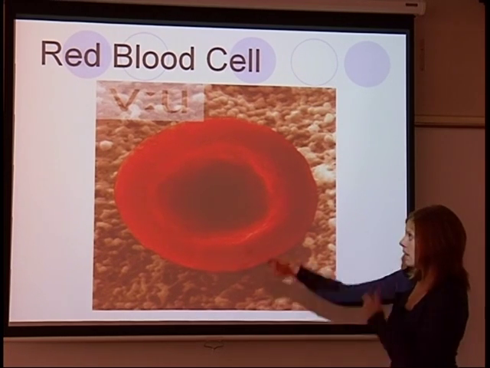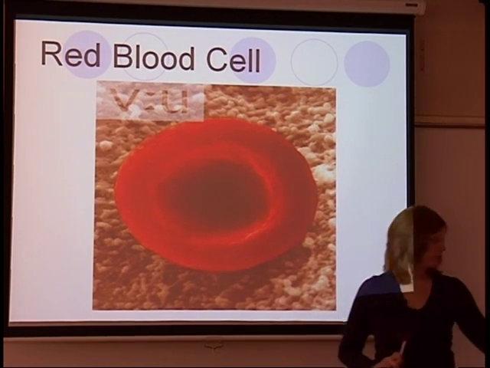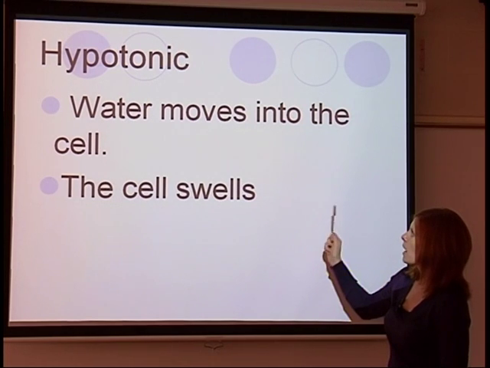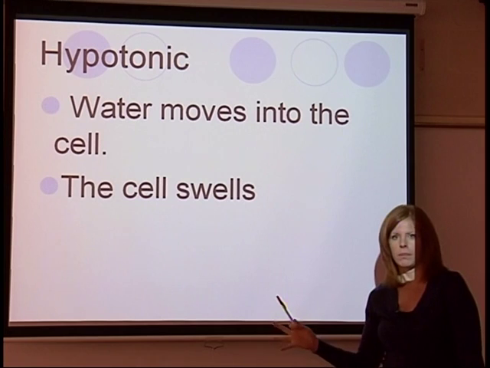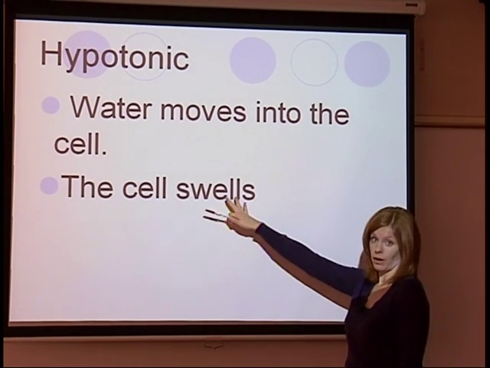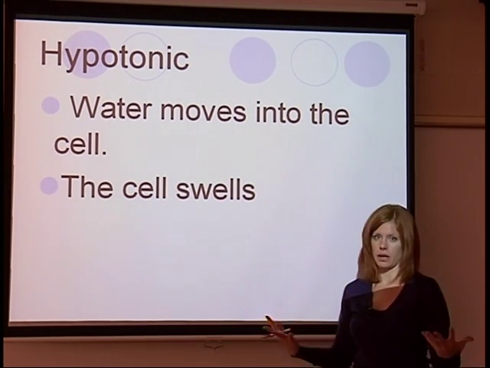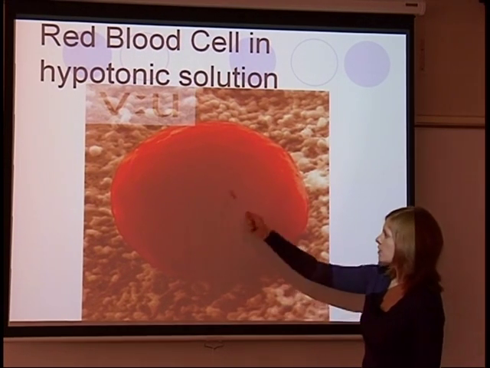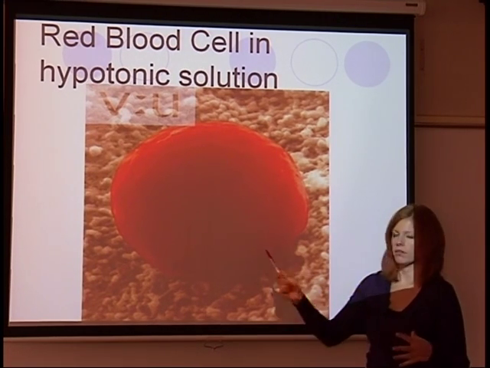This is a red blood cell in an isotonic solution, which is what a normal red blood cell should look like. Hypotonic solution is where water moves into the cell. A lot of students remember this because they think hypo sounds like hippo, which would be very large. In this one, the cell swells and gets very large because you're pumping water into the cell and it's expanding. This is showing a red blood cell in a hypotonic solution, and the red blood cell is very puffed up in this picture.